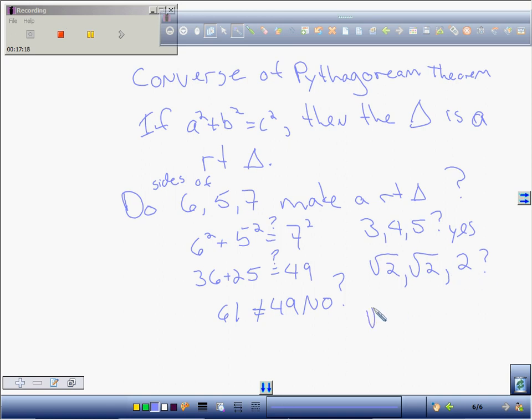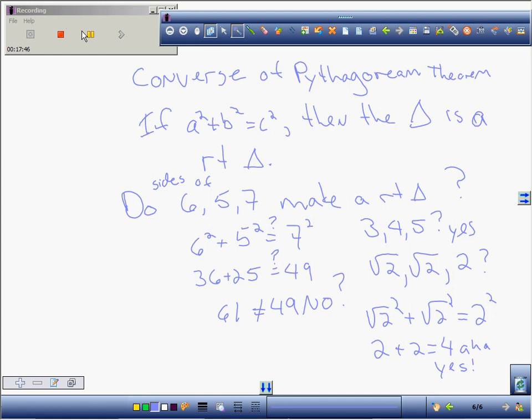Let's see. Root of 2 squared plus root of 2 squared, is that equal to 2 squared? What's root of 2 squared? What happens when you square a square root? 2 plus 2 is equal to 4. So, aha! It does work. Yes. So, that's a unique case.